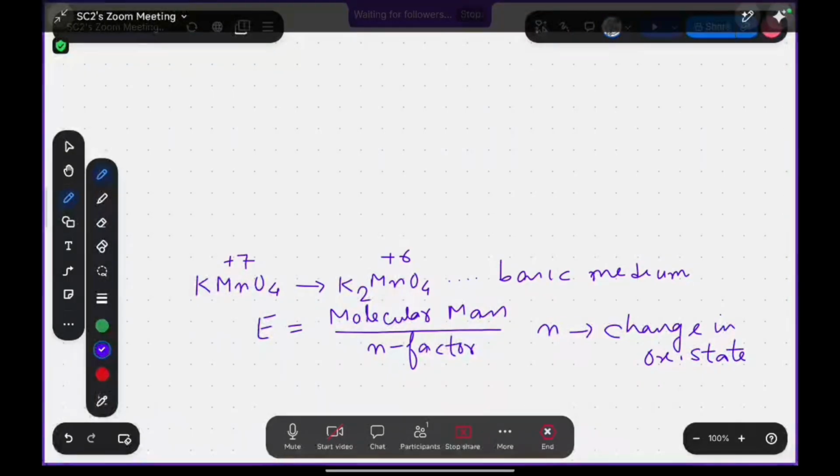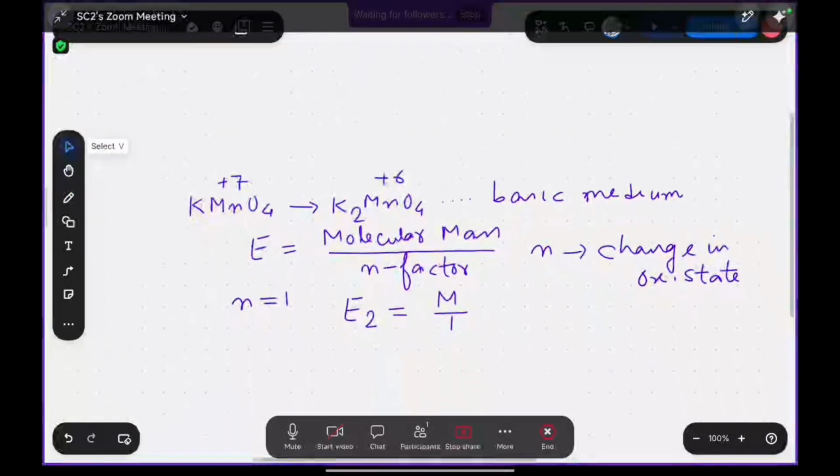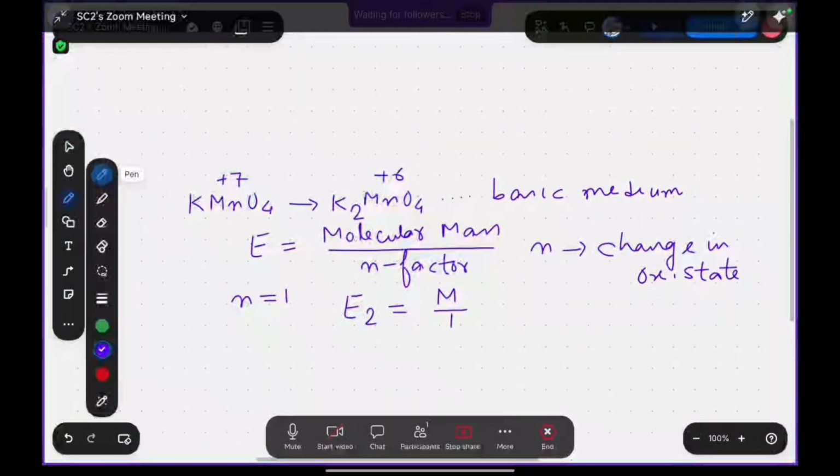Now, what did you see? That in this change, n is equal to 1. From plus 7, it is changing to plus 6. There is only one manganese atom for both: KMnO4, 1 manganese, and K2MnO4, 1 manganese. That means only one unit change. So, this becomes E2. E2 is equal to M by 1. This is the equivalent weight in basic medium.